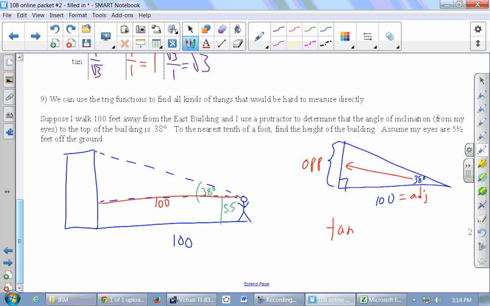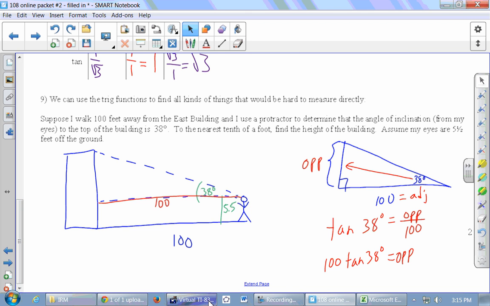Which of the three trig functions relates the opposite and the adjacent? It's tangent. So we know the tangent of 38 degrees is opposite over adjacent, which is opposite over 100. So tan 38 we'll type in a moment, but first solve for the opposite side by multiplying both sides by 100. So we go 100 tan 38, which we can type in on the calculator.